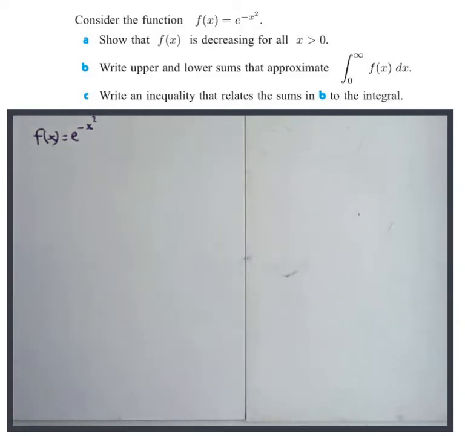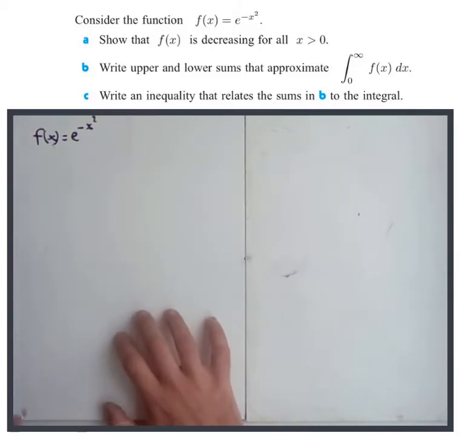Right, so to show that a function is decreasing for all x greater than 0, we need to consider the derivatives. If we can show that the derivative is negative for all x greater than 0, then that means the function is decreasing. This just comes from the calculus in the main course. So we're going to need f dashed x.